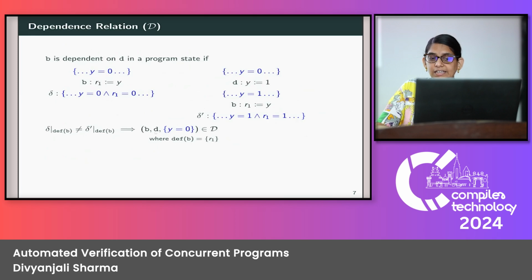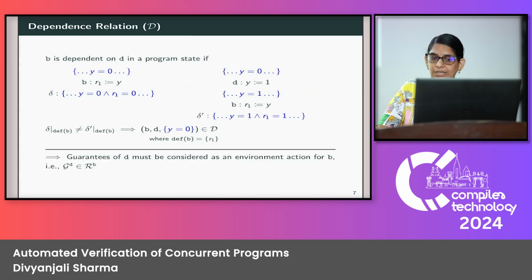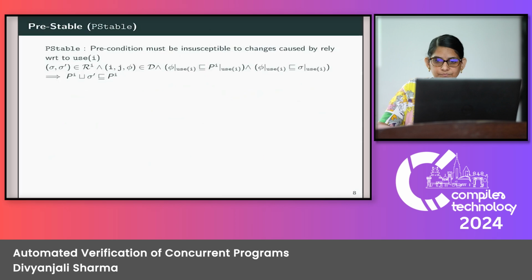Now note that B is dependent on D in y equals 0, but in y equals 1 it will not be dependent. So what this gives us is, when B is dependent on D in y equals 0, we say that whatever guarantees D is giving should be considered as an environment action for B, or a rely for B. Otherwise, there is no need.